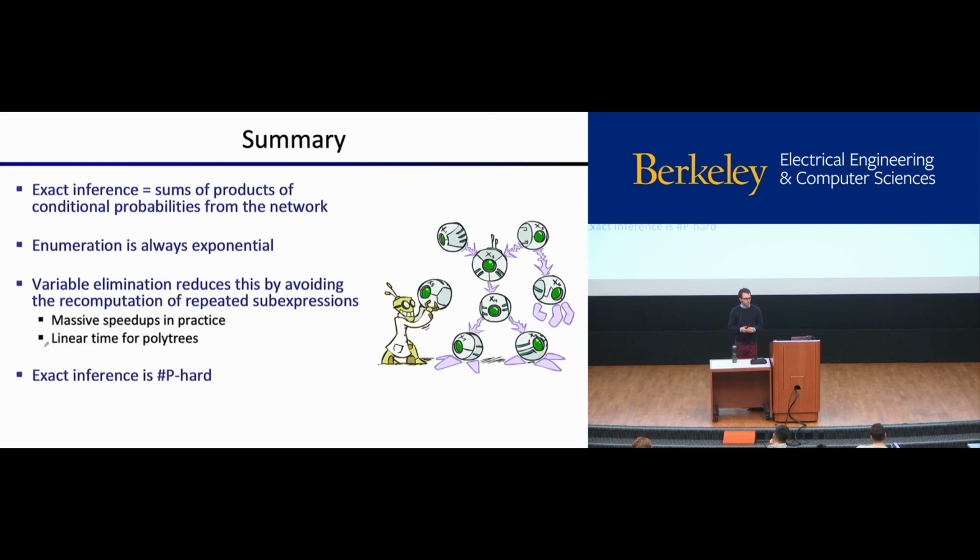Exact inference is this count P or sharp P hard. The complexity theorists will tell you that it's pronounced sharp P, but the original paper, apparently I'm told, told you that it's pronounced count P hard. So if you're thinking about going into complexity, just keep that in mind.